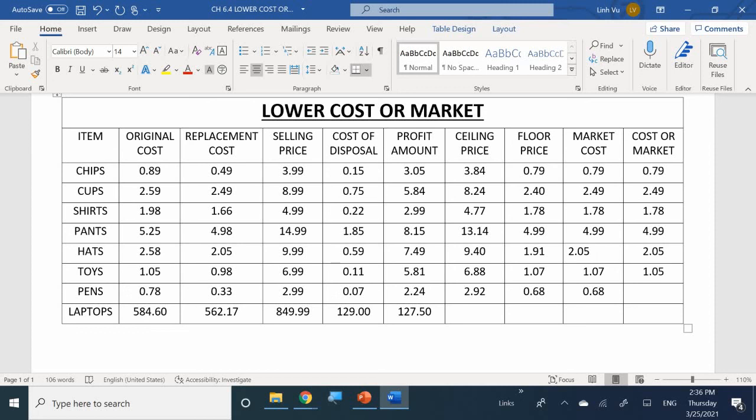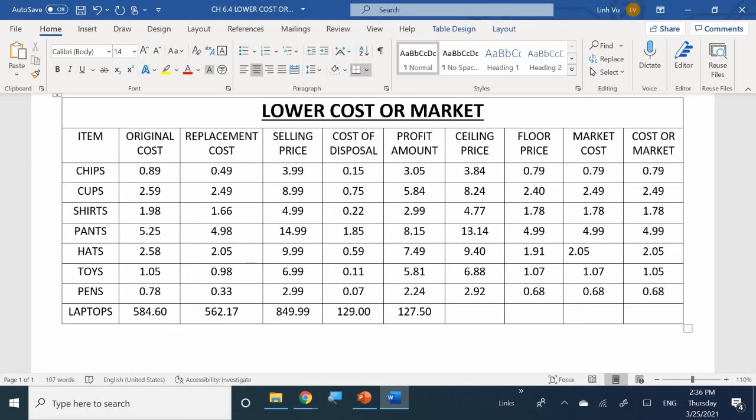So let's compare. Which one's lower? My 68 cents of market value or my original cost of 78 cents? 68 cents is definitely lower. So here I have to adjust my inventory by 10 cents per pen.